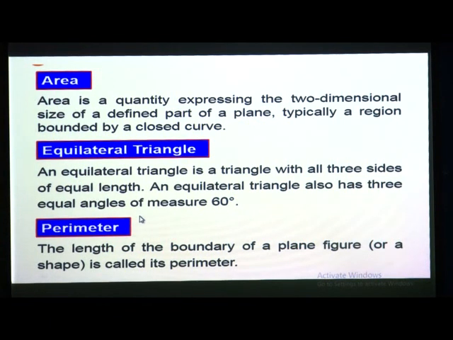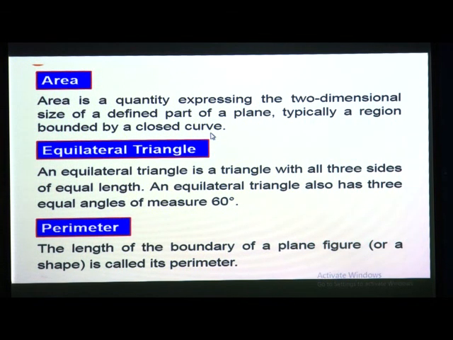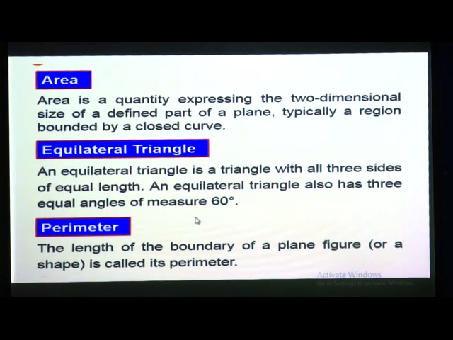Let us see a few definitions. Area: a quantity expressing the two-dimensional size of a defined part of a plane, typically a region bounded by a closed curve. Equilateral triangle: a triangle with all 3 sides of equal length. An equilateral triangle also has 3 equal angles of measure 60 degrees.